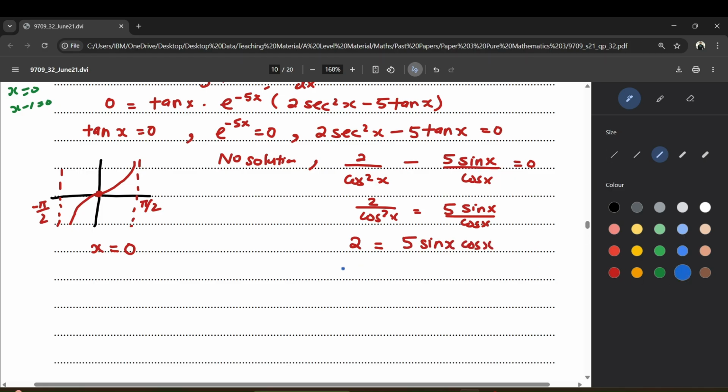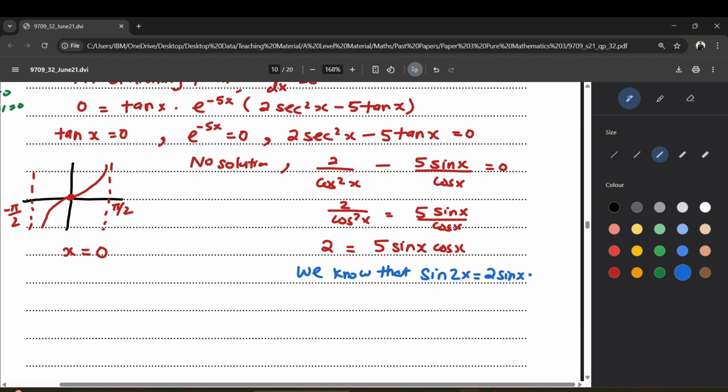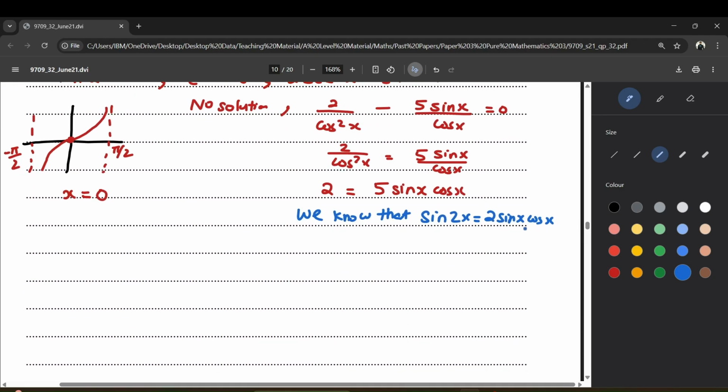Okay. Now we know that sine 2x is equal to 2 sine x cos x, right? So that means if I make sine x cos x the subject of the formula, I'll end up with half sine 2x. Now this part I can replace over here. I can substitute over here. So I'll end up with 2 equals 5 times 1 upon 2 sine 2x. Okay. All right.